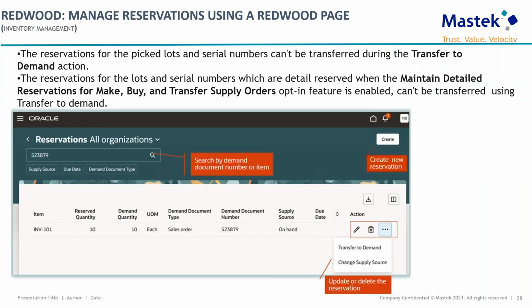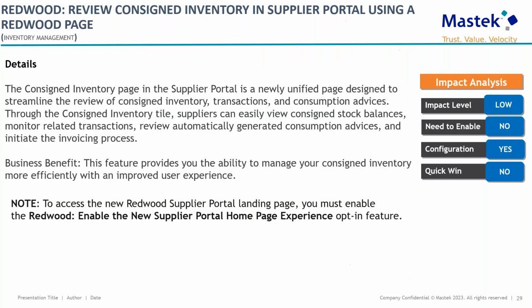Right, let me move on to the next available feature. The next available feature we have here is review consigned inventory in the supplier portal. Like we discussed earlier about how suppliers can view the consumption advice, the same way, they will be able to view the consigned inventory within their supplier portal.